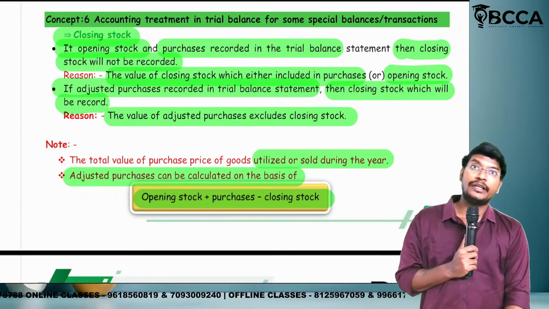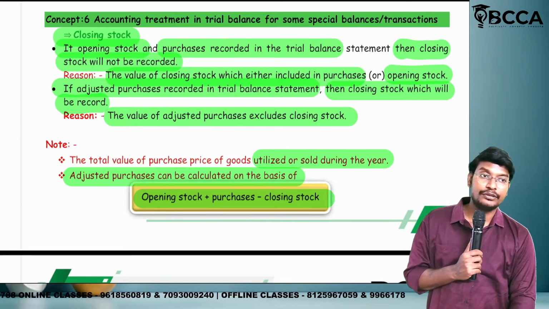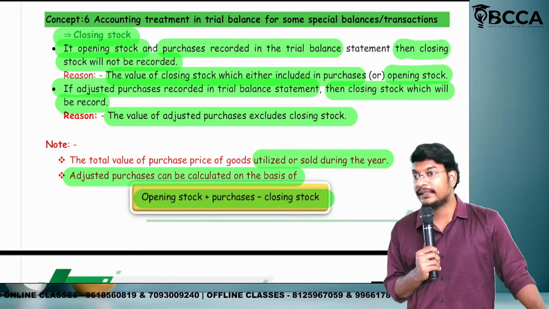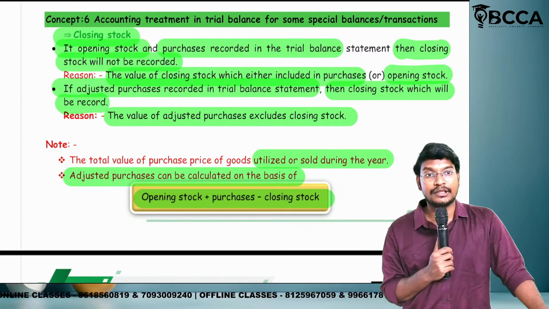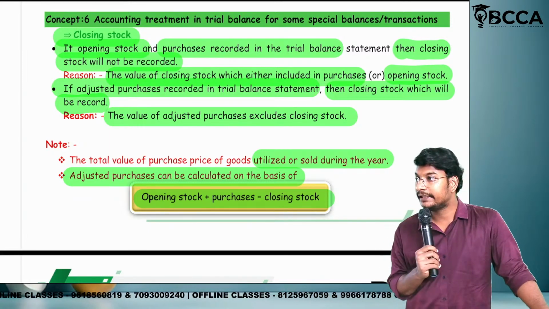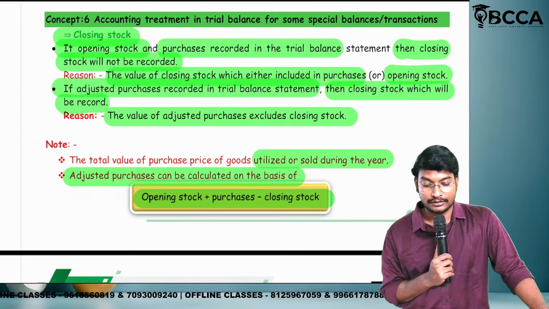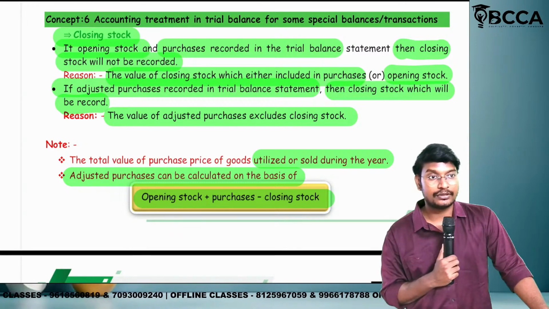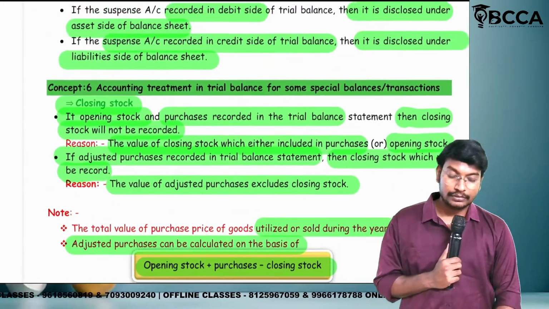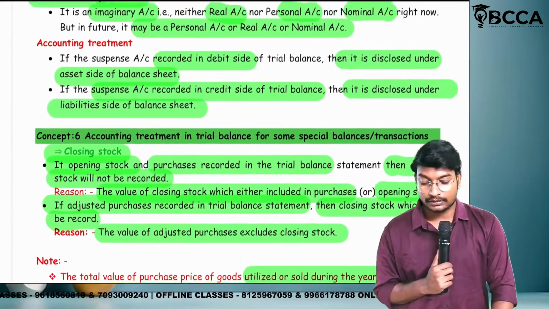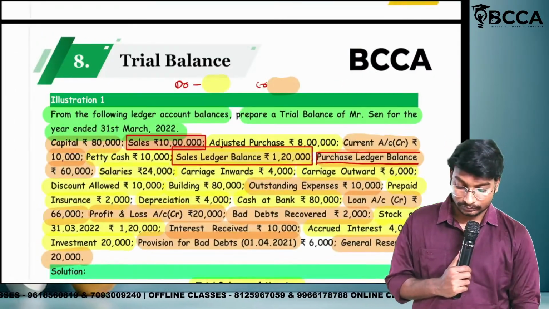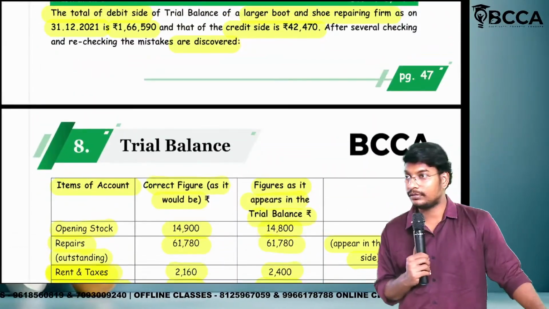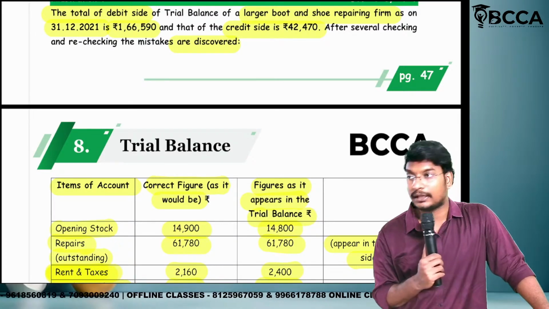If you record opening stock and purchases in the trial balance, we should not record the closing stock in the trial balance, because the closing stock will come either from the opening stock or from the purchases. These are the adjustments we have discussed, and we have solved 3 questions in the trial balance chapter. First one is the simple one. Second one, we have to rectify. The third question is about mismatched amounts. We have recorded some amount, and we have to record another amount like that.